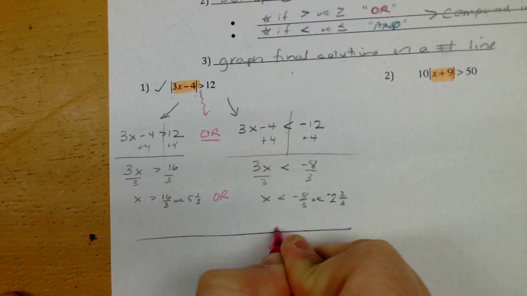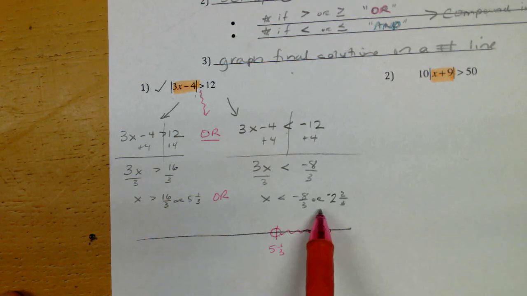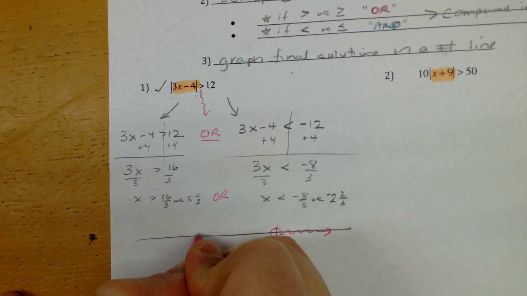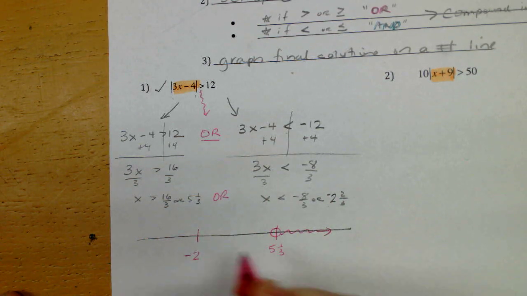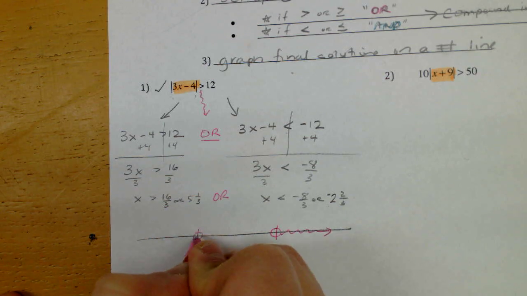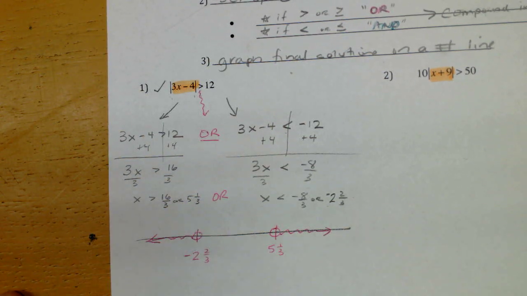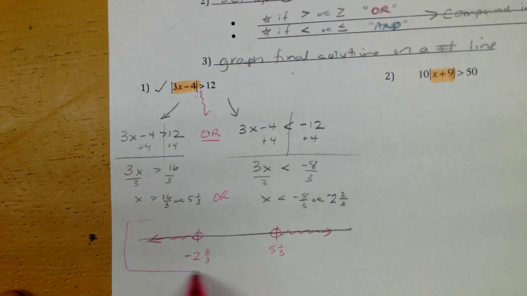Open circle, shade right. And then here I have less than -2 2/3. Open, less than, shade left. So my final answer is all of this.